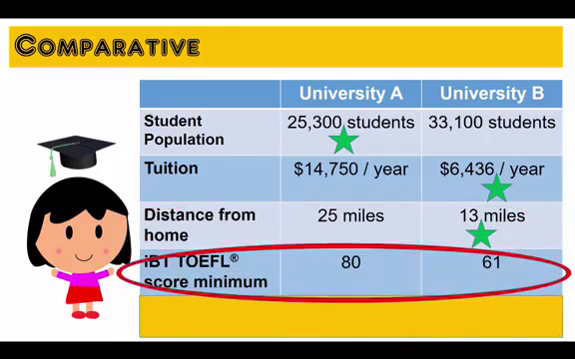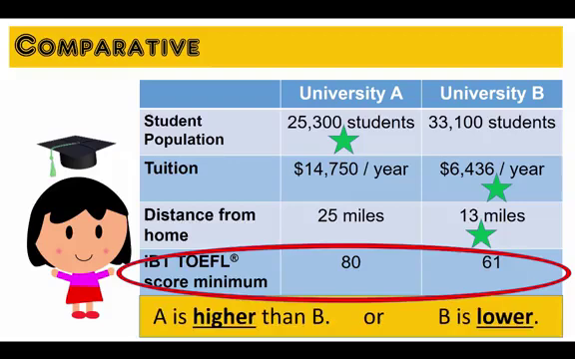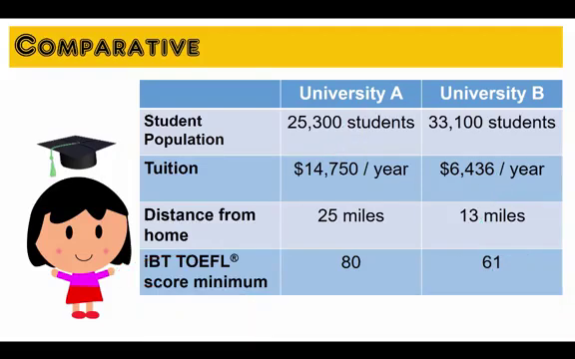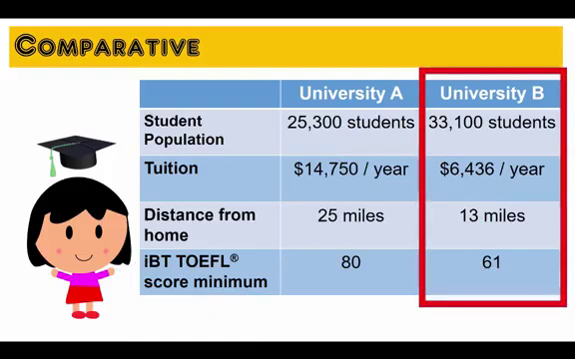Lastly, I have to think about my TOEFL score. I don't have a high score. It seems that the TOEFL score requirement for A is higher than B. Since B's requirement is lower, maybe B will accept me. Overall, B seems like a better school for me.